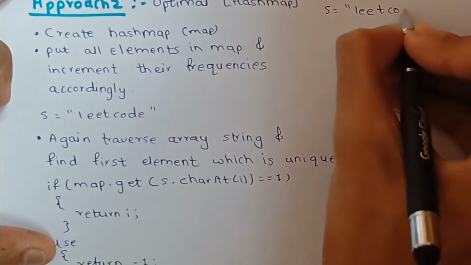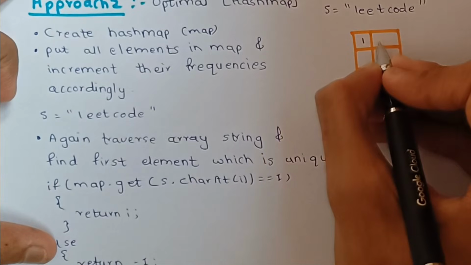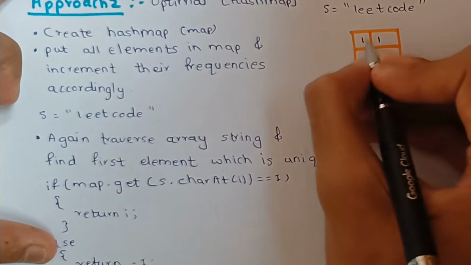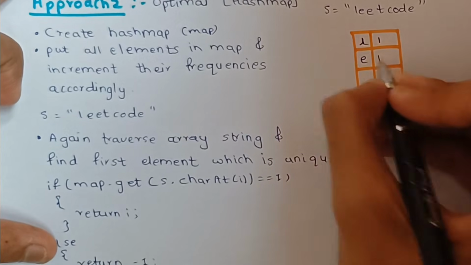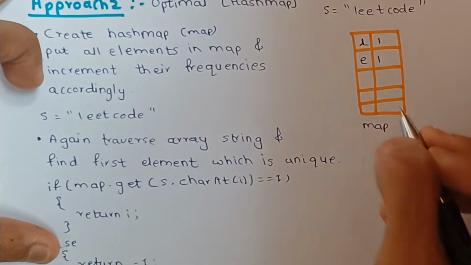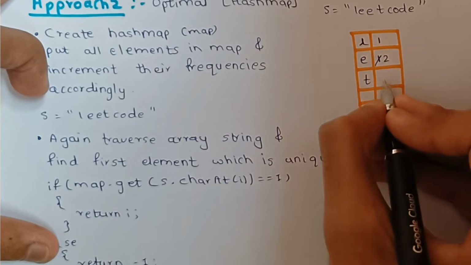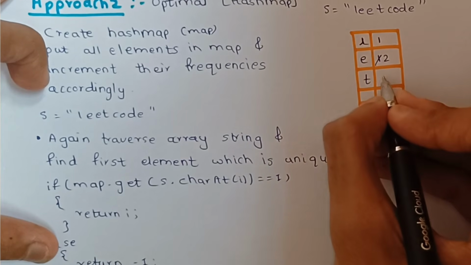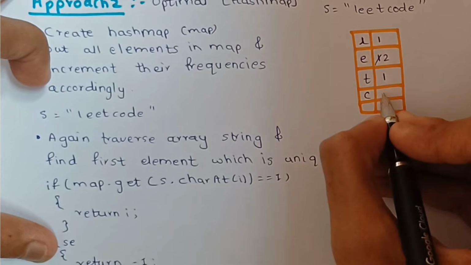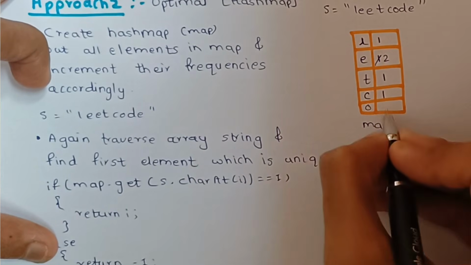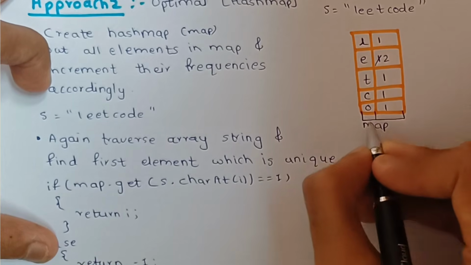Here is the string, which I have written as leetcode, and I will write it again. So L is added in the hash map, and its frequency will be incremented to 1. And E is here, its frequency is 1. Again E will be in the hash map, and we will increment its frequency to 2. Now T is added in the hash map, and its occurrence is added in the value part, 1. Now again C is added, and O is added. And we have to create one more here.